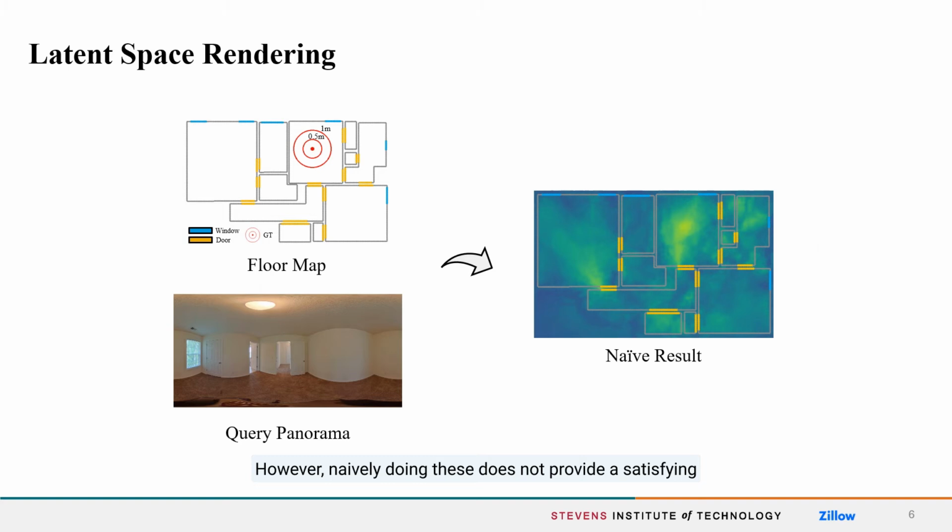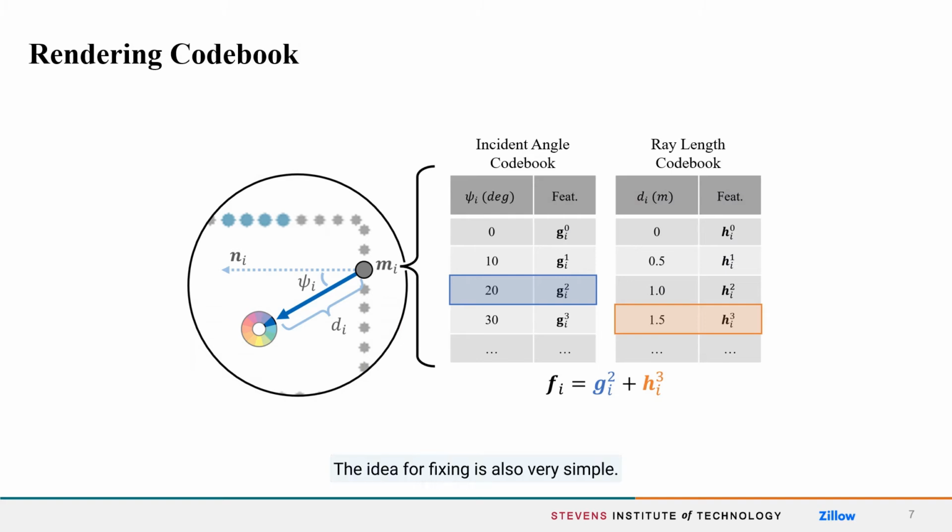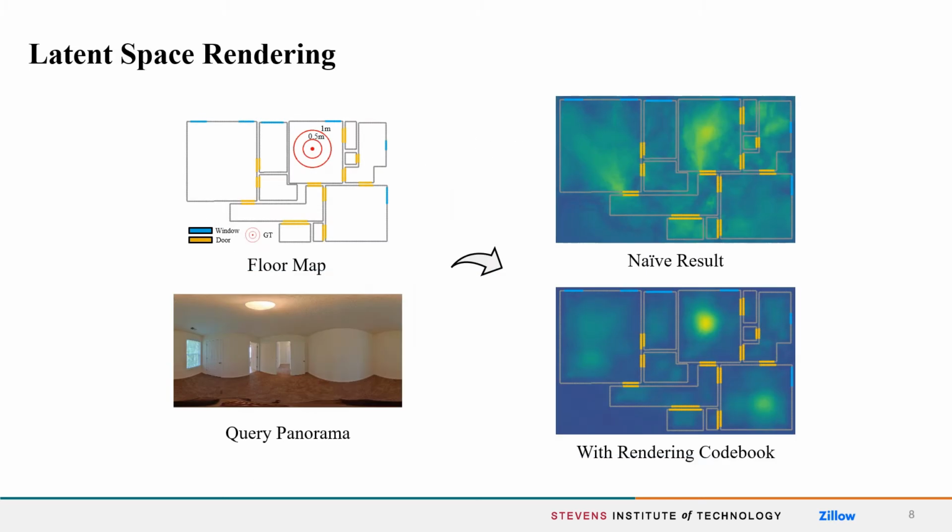However, naively doing this does not provide a satisfying result, since such feature aggregation disregards important geometric information such as the viewing ray length. And the idea for fixing is also very simple. So instead of assigning a single feature per point, we let the PointNet infer a feature lookup table, which we call the codebook. And at the rendering time, the feature of each point is determined from the codebook indexed by the viewing ray geometries. And here we consider the incident angle and the ray length, so we have two codebooks. And the final feature embedding will be the sum of these features. With the codebook scheme, the point features are dynamically determined at rendering time, encoding fine-grained view-dependent geometries, resulting in very nice and accurate result.